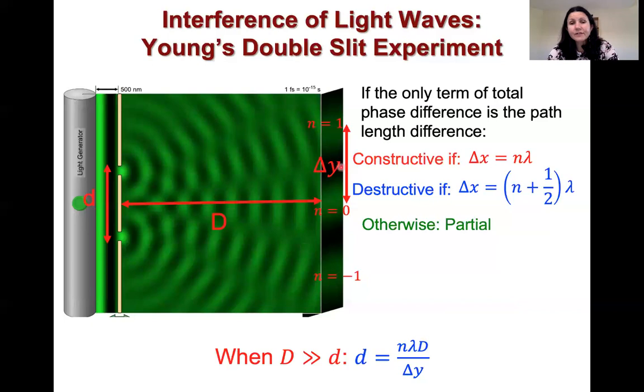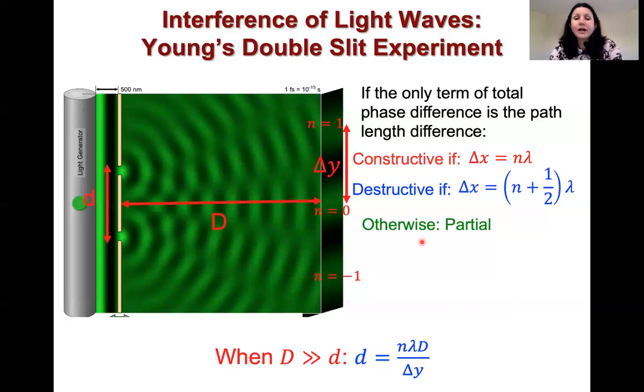Now for destructive interference, it's a multiple of half a wavelength. If we're looking at this spot, it means light traveled half a wavelength longer to this location from this slit compared to that slit. So that's the condition, and everything in between is partial interference.